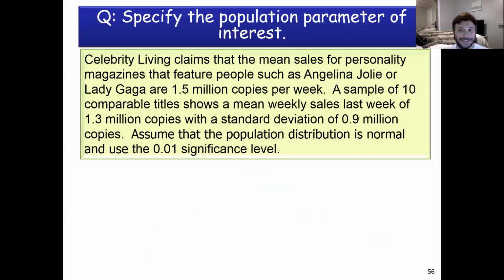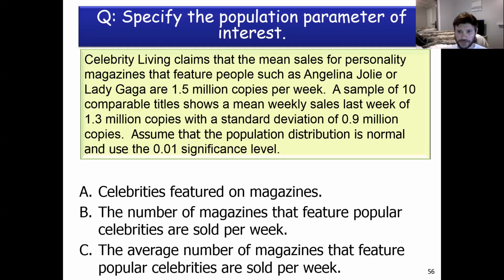A sample of 10 comparable titles shows a mean weekly sales last week of less than that, 1.3 million copies, with a standard deviation of 0.9 million copies. Let's assume that the population distribution is normal, and we're going to use the 1% significance level. Notice we have a very small sample size, just 10 comparable magazine titles. And the first question we always want to think about is, what is the population parameter of interest?